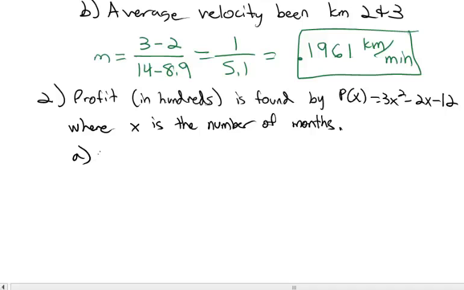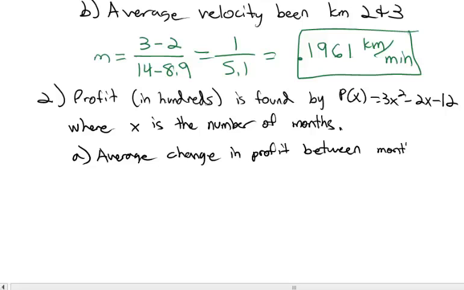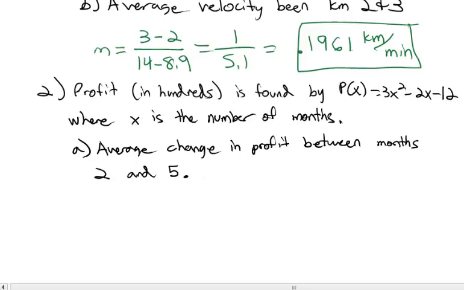And so we're interested in the average change in profits between maybe months 2 and 5. Well, we need to know what happened at month 2 and month 5. So we're going to do p of 2. That's 3x squared minus 2x. Oops. We're going to plug a 2 in there.